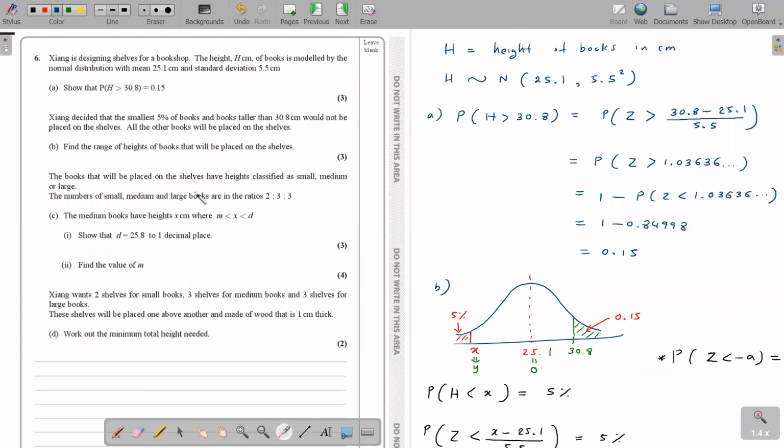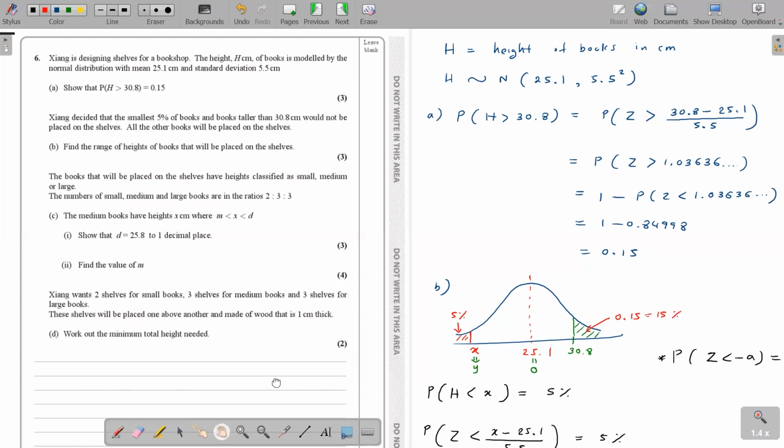They say the shelves are also classified as small, medium and large. Then they say the number of small, medium and large books are in the ratios 2 to 3 to 3. Do you see what's going on? First of all, tell me what probability of books are falling inside the shelves. Here you have 0.15, here you have 5%. So 0.15 is another way of saying 15%, right? 15% and 5% means altogether you have 20% of the books are not on the shelves. So what percentage of the books are on the shelves then? 80%. That 80% is divided in the ratio 2 to 3 to 3.